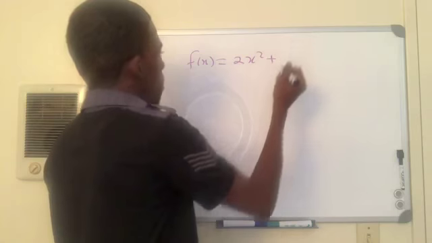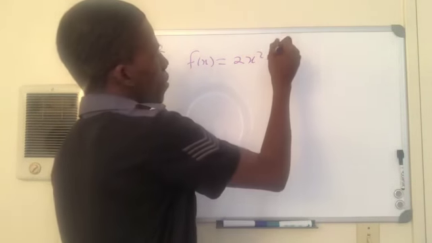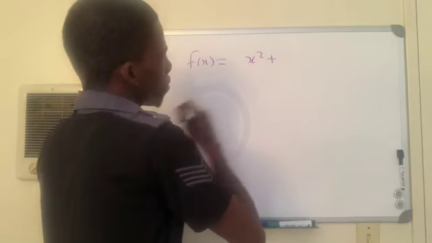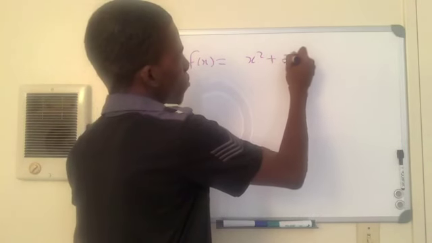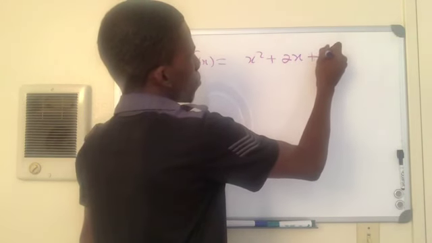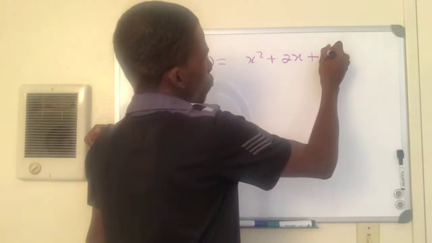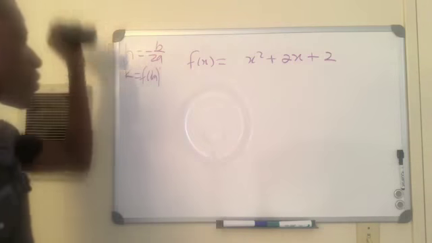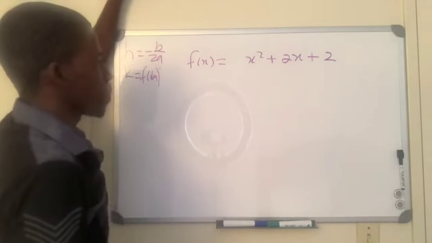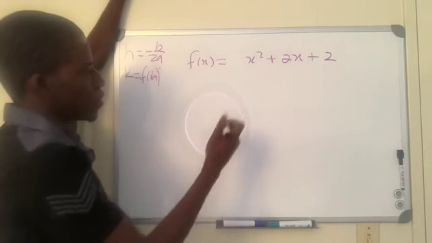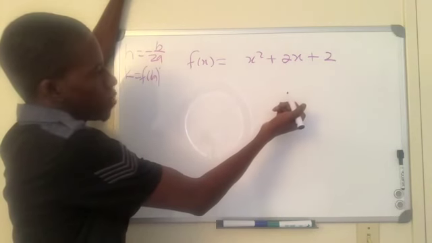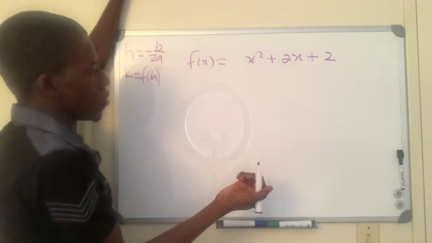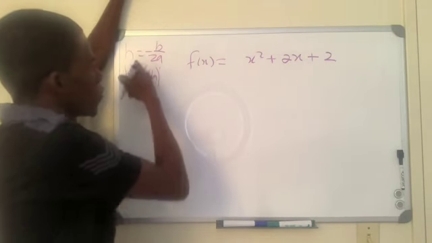So let's say, for example, we have f of x equals x squared plus 2x plus 2. Okay, so if we have this trinomial, it's not in the vertex form. It's in the regular form. So we have to find h and k.